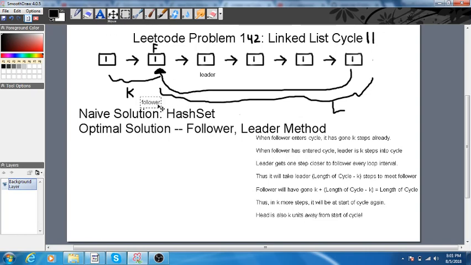And we're going to check if they're equal. And we're checking if the pointers are equal, not the values. The values are both the same one, but we're checking for the pointer. They're not equal, so we're going to move the follower by 1 and the leader by 2.